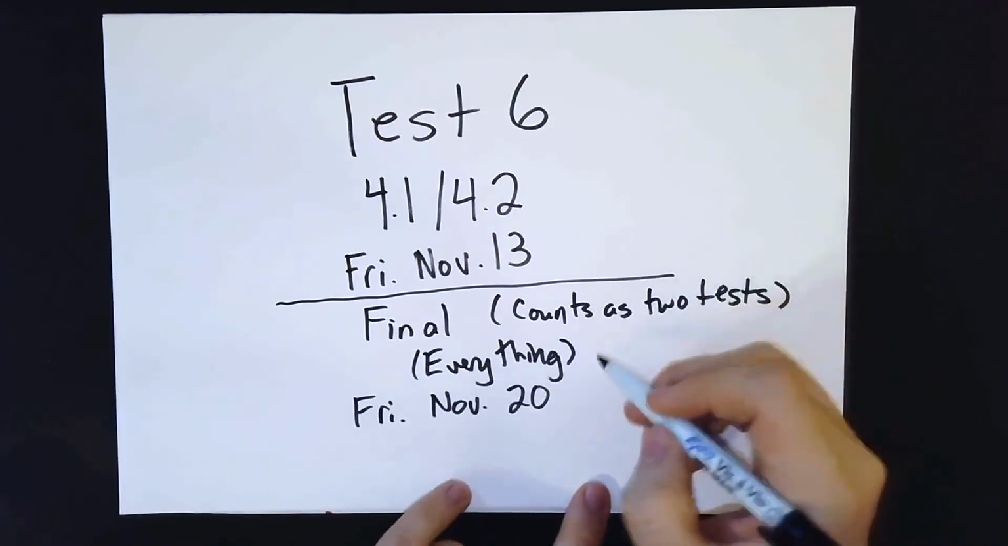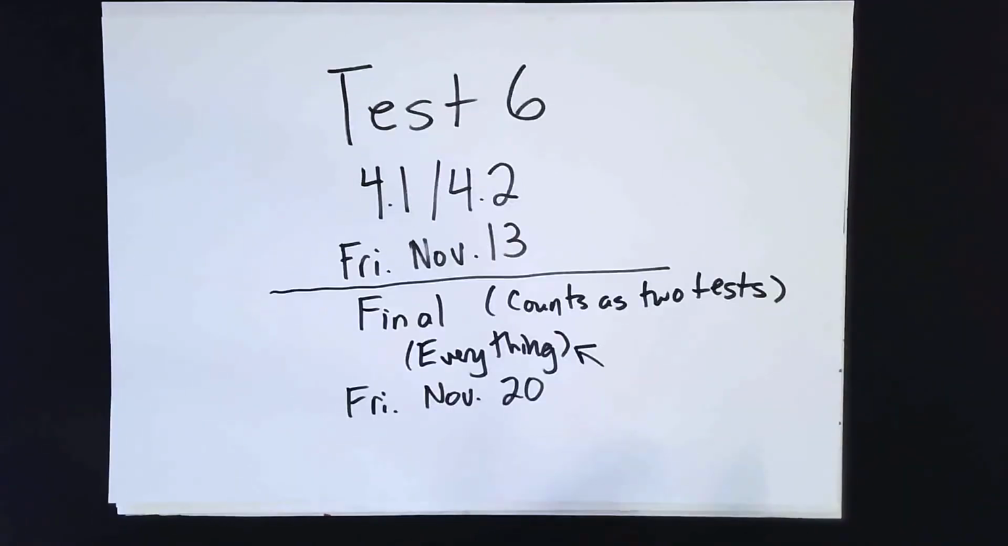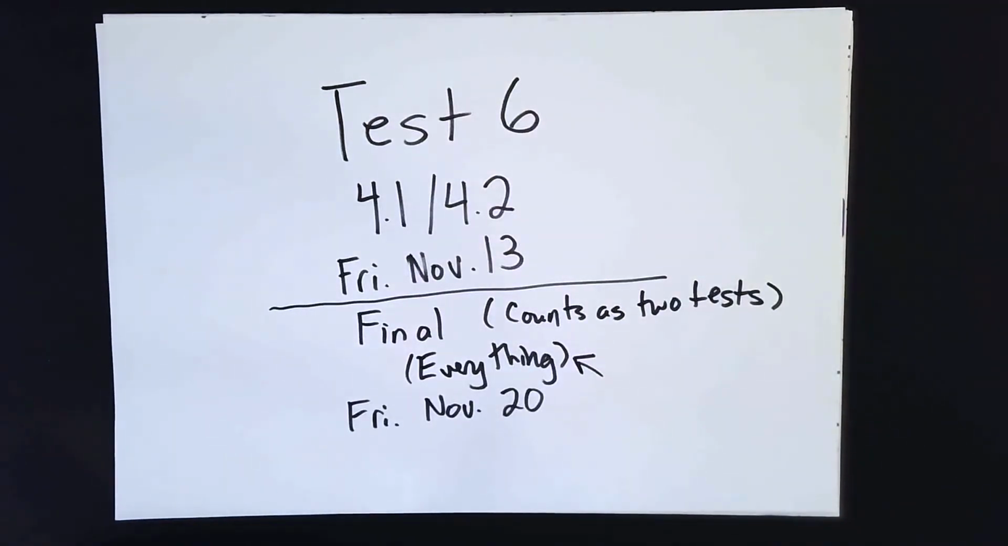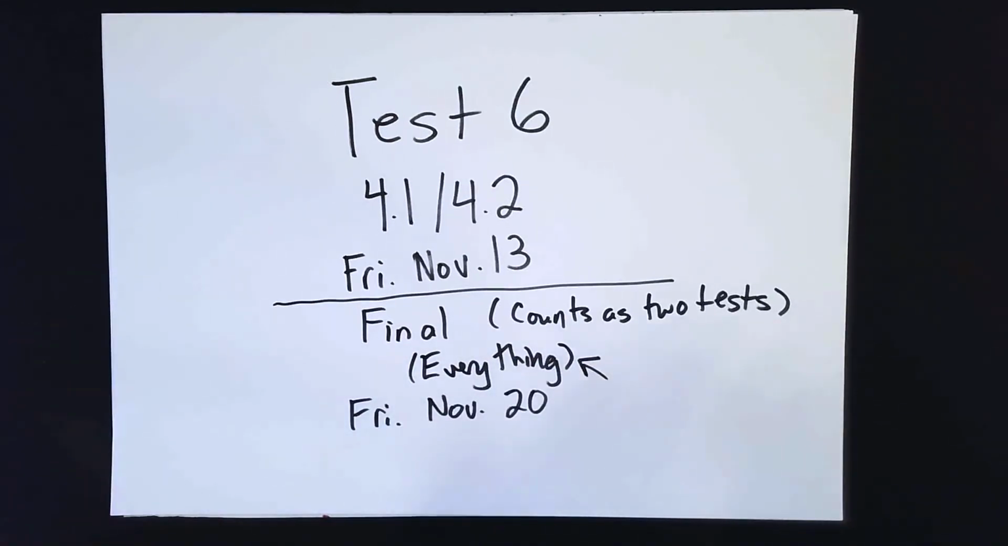Now, when I say everything, that means everything we've done is on the table. So I will certainly ask you to do stuff with limits and calculating the definition of the derivative from a limit, all the things with tangent lines, basically everything we've done throughout the course.